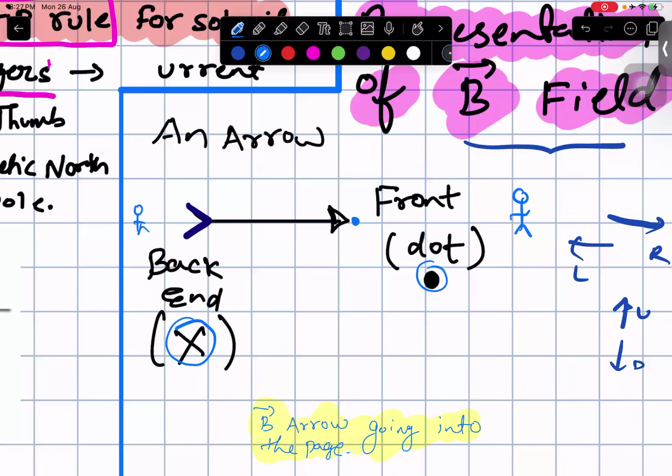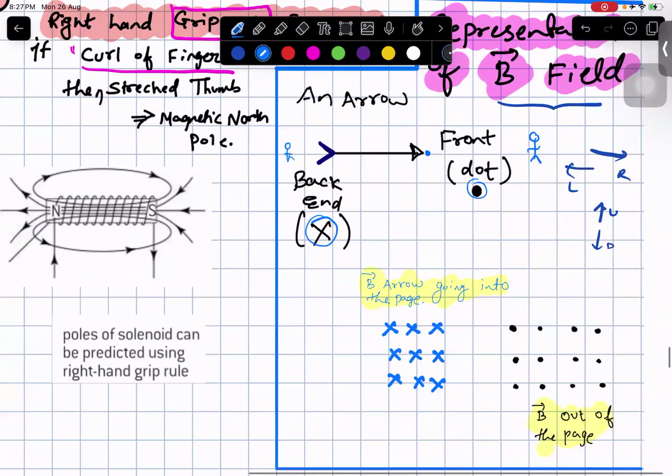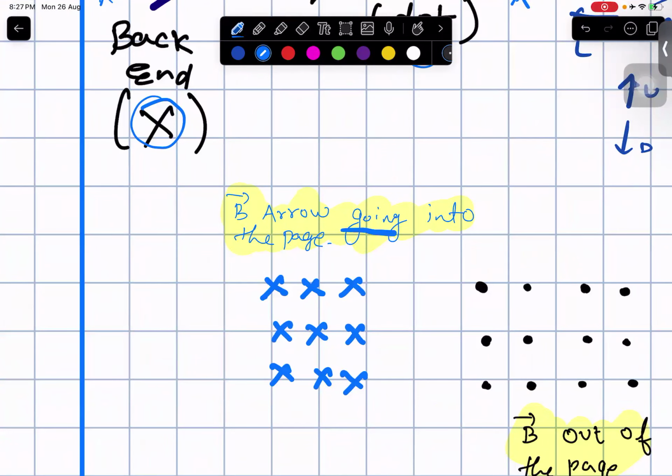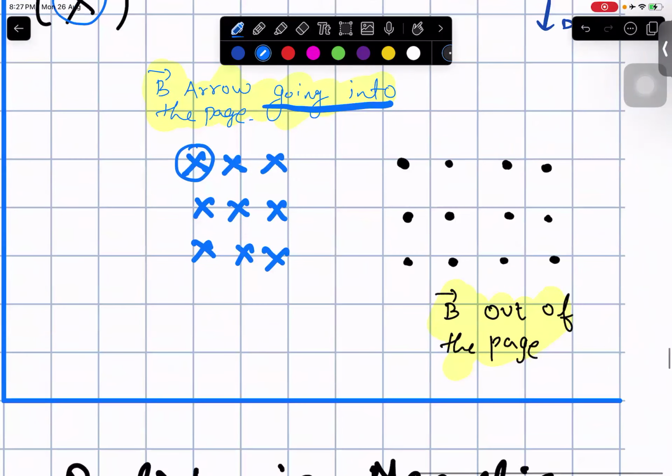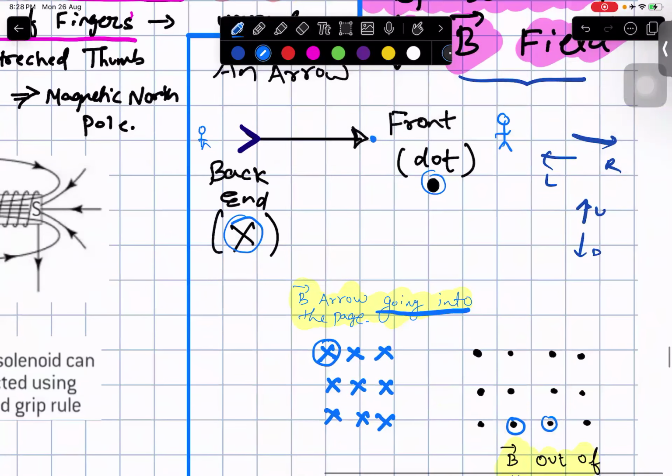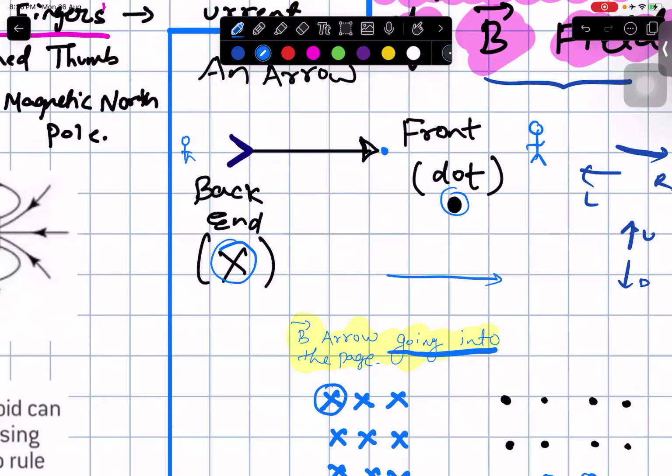So when I say the magnetic field lines are going into the page, it means going away from me, right? Away from you is a cross. And coming out of the page will be the dot. We also say the magnetic field lines always start from the North Pole and go to the South Pole, so the cross is kind of north and the dot is the south, like that.